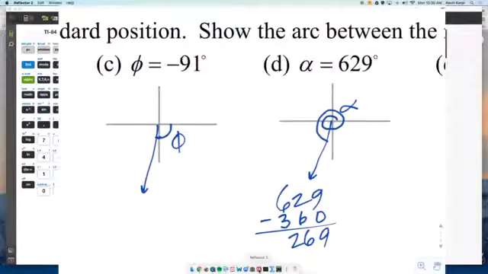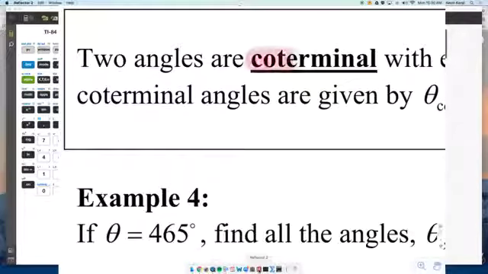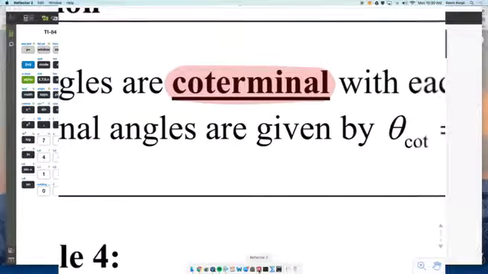There are some other angles that shared a terminal ray. Letters C and D, right? They shared a terminal ray. So what name do we give for two angles that share a terminal ray? I said it. It's coterminal. And this is actually something that makes a lot of sense, to name two angles that share a terminal ray as coterminal, because terminal means ending ray.